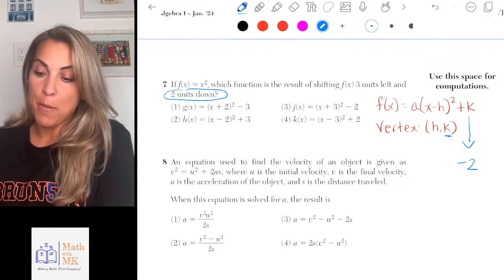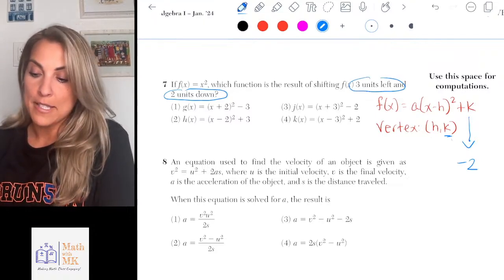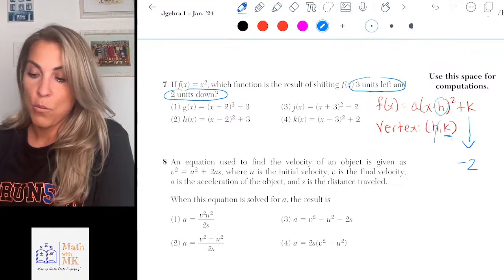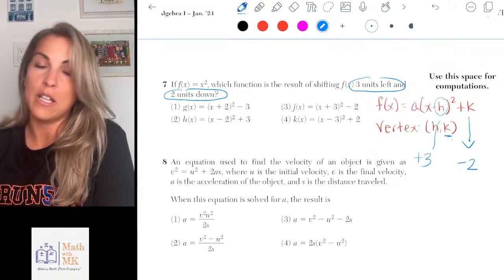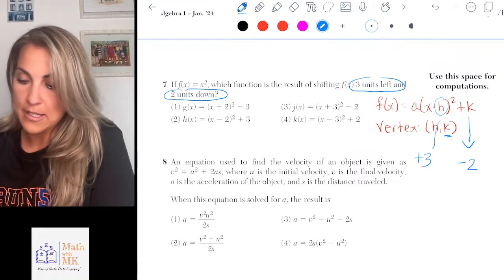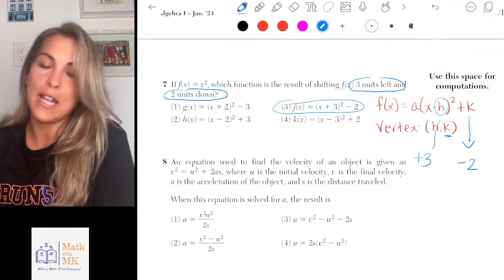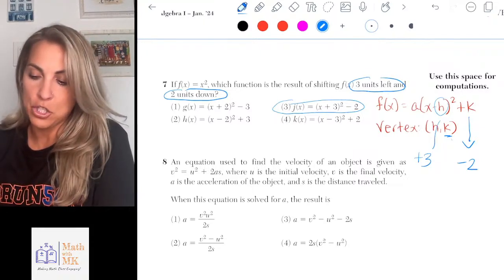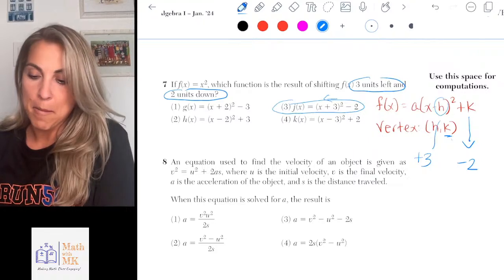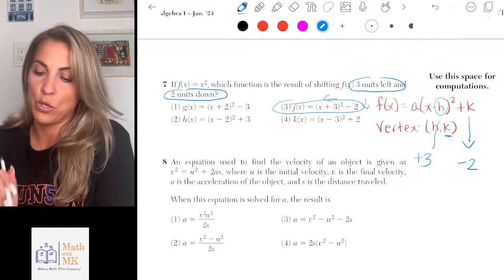When I look at this problem and see that they want a 3 units left shift, that means I want to replace that h with a +3 to go to the left. When I look at my answer choices, I see that answer choice number 3 does just that. It has a +3 inside of the parentheses, which is my shift to the left, and then a -2 outside of the parentheses, which is my shift downwards.